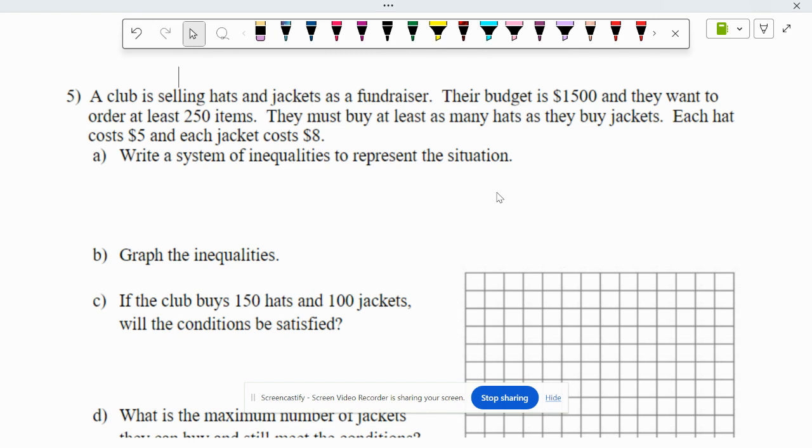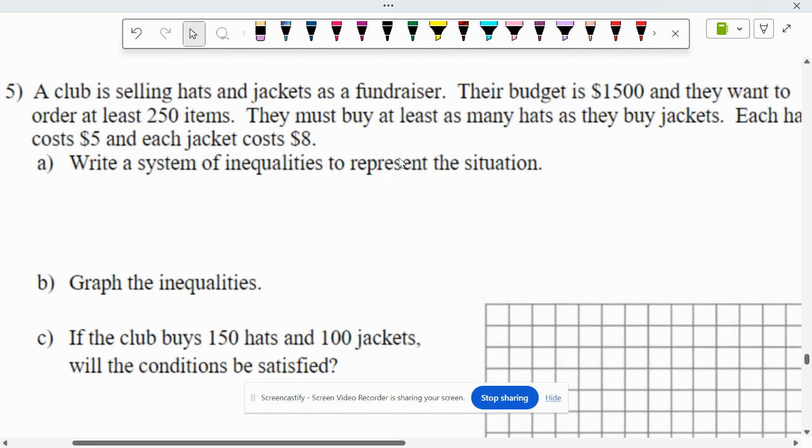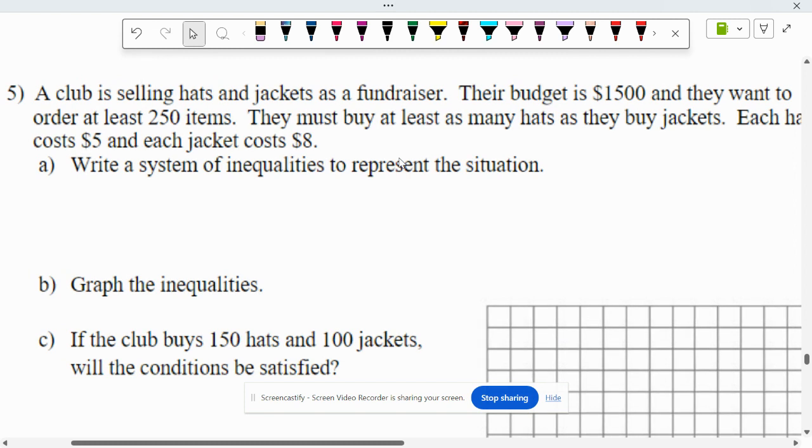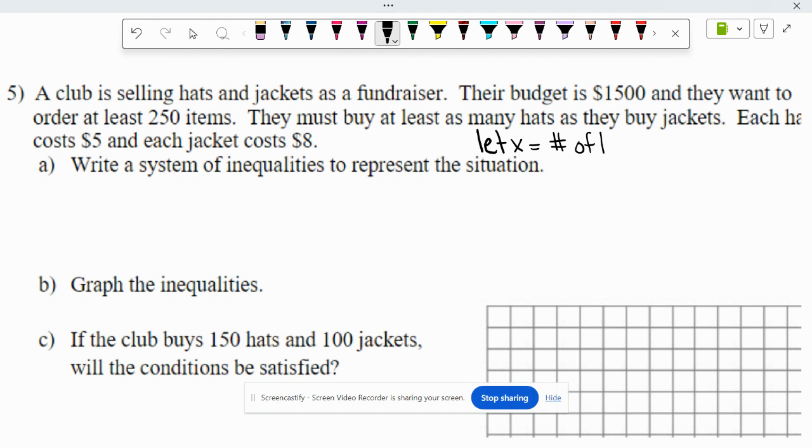Perfect. Okay. So this is a typical problem and it's a little difficult because there's a lot going on here. So I want you to think about, let's first of all talk about what are we doing? We're trying to figure out how many hats and jackets they can buy. So let's let X equal the number of hats. We're going to let Y equal the number of jackets.